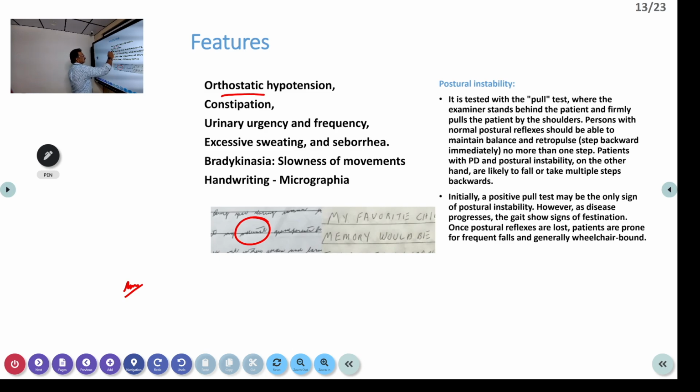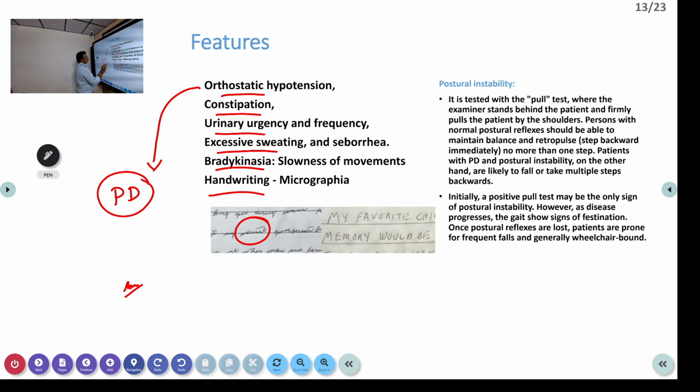Orthostatic hypotension, constipation, urinary urgency, excessive sweating, bradykinesia, handwriting micrographia, these are the common findings. And in that, orthostatic hypotension is very important because many patients who have Parkinson disease normally will not have this problem, but in Parkinson plus syndrome, this is a classical finding. But in Parkinson disease, when you are giving carbidopa and other drugs, that itself can sometimes produce postural hypotension.